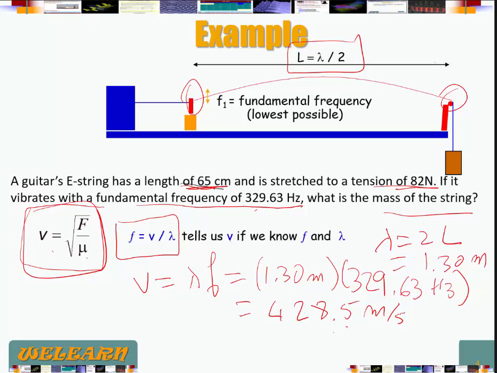Now that we know the speed, we can solve for mu here. We square both sides, so v squared is equal to F over mu, and mu then is equal to F over v squared. We know F, that's 82 newtons, and V, 425. So we just solve for mu.